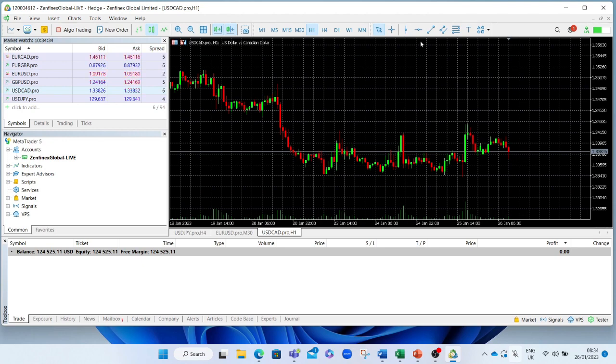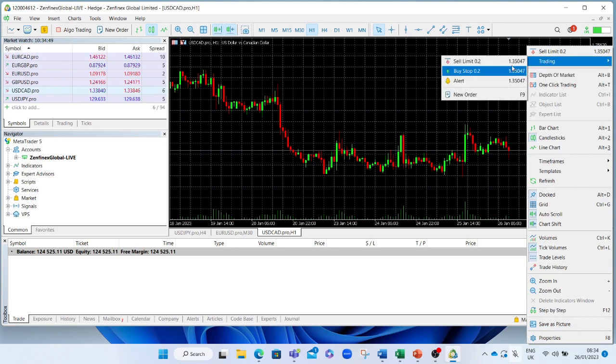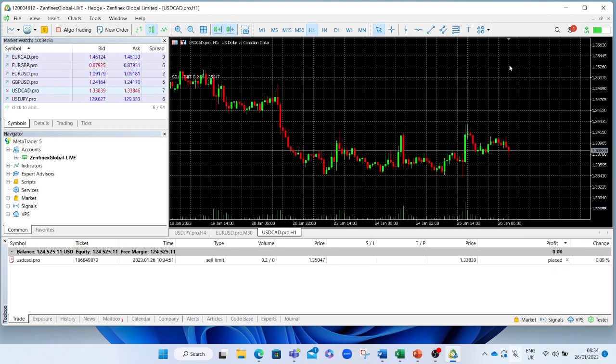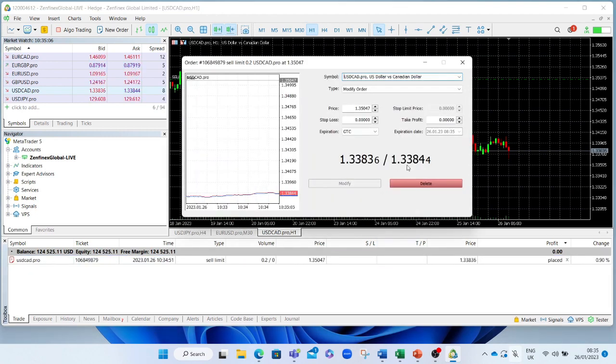The other method is that I can use my cursor and I can say, okay, I like this level here. If price reaches this level, I want to place a sell order. So I can simply go to trading and I can put a sell limit order, which basically means that if price reaches this level, a sell order, believing that the market will continue coming down and for profit. And we can adjust our stop loss orders and our take profit orders in the same way as we did before.